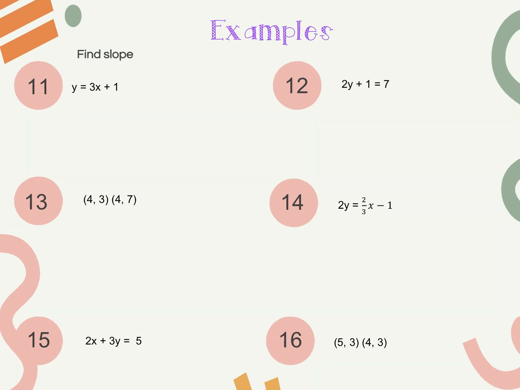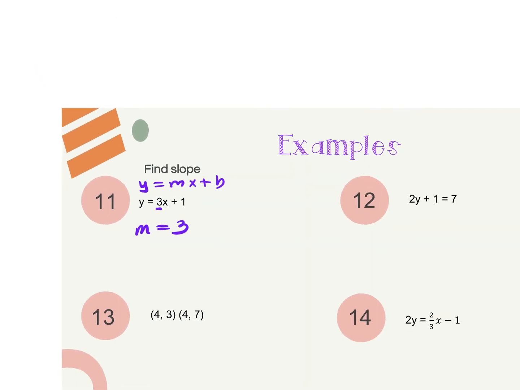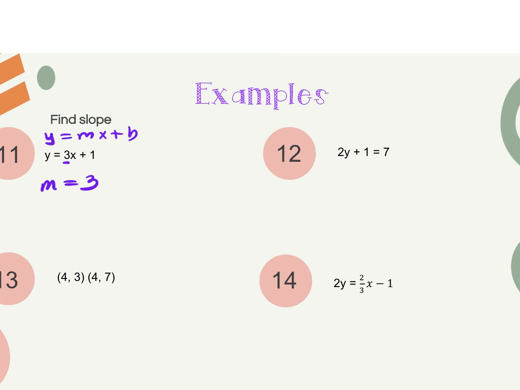So for 11, it says to find the slope. So when it's in y equals mx plus b, remember the slope is right here. So my slope is 3. For number 12, this one is not in slope-intercept form. I can fix it up. So what I can do here is subtract 1, 2y equals 6, divide by 2, and y equals 3.